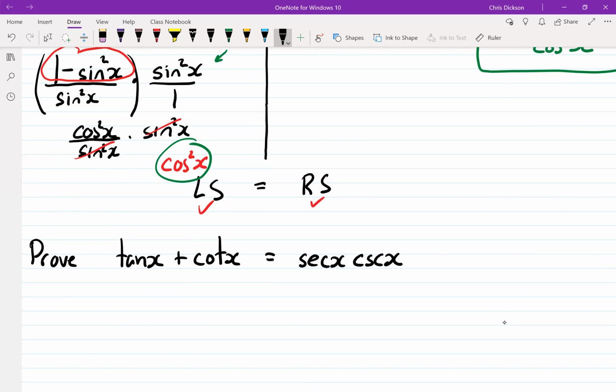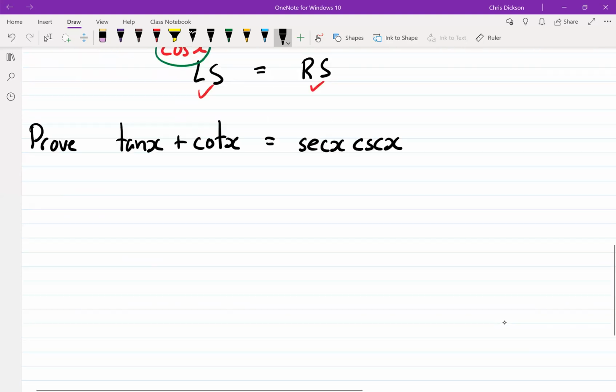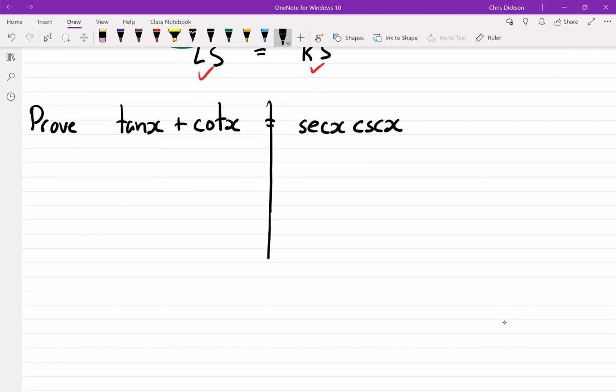So we're saying that the left side, the tan and the cotan, when you add them, they give you the same result as secant multiplied by cosecant. So what I would do here is use the divide the column approach. I would pick a side to work with. Now both sides have quite a bit of stuff you can work with here.